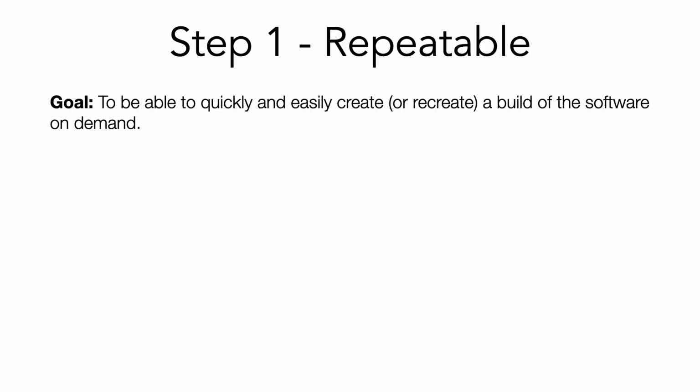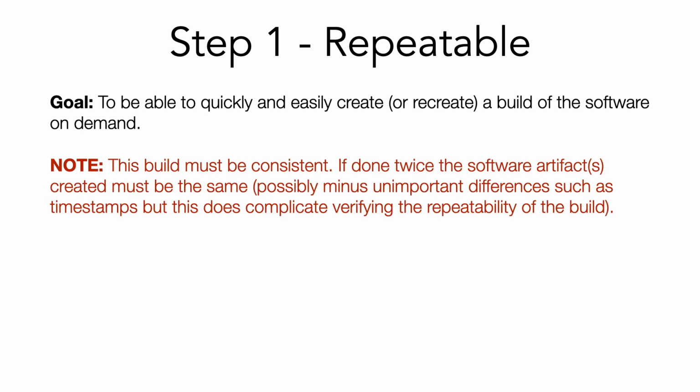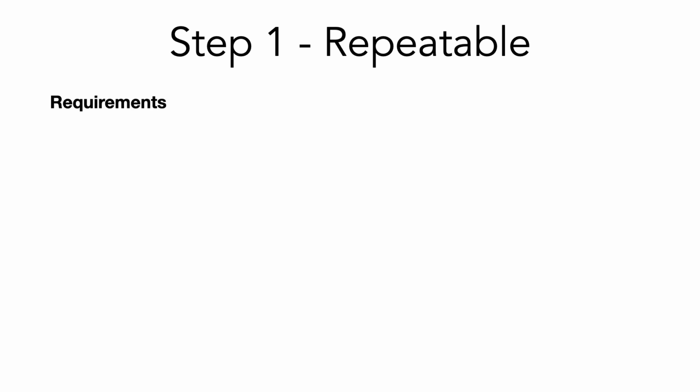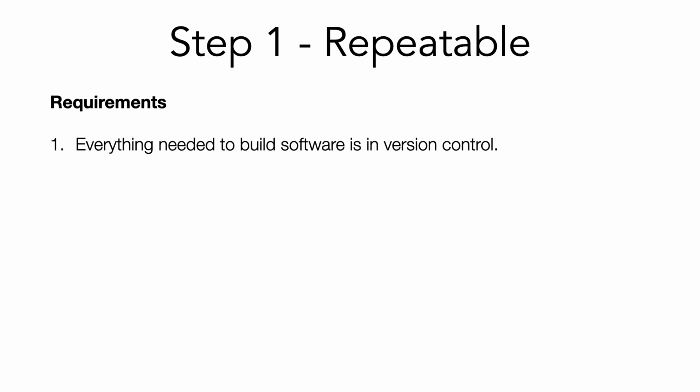Step 1 is repeatable. The goal of this step is to be able to reliably and consistently create or recreate a build of your software at will. Step 1 has just 3 requirements. First of all, everything required to build your software must be in version control. Everything. Second, you must create a set of automated build scripts. Somebody building software by clicking a button or a menu item in an IDE is no longer acceptable.